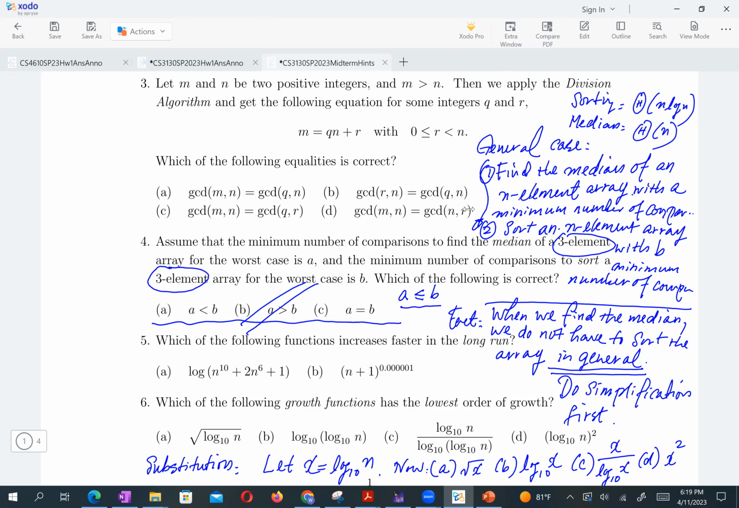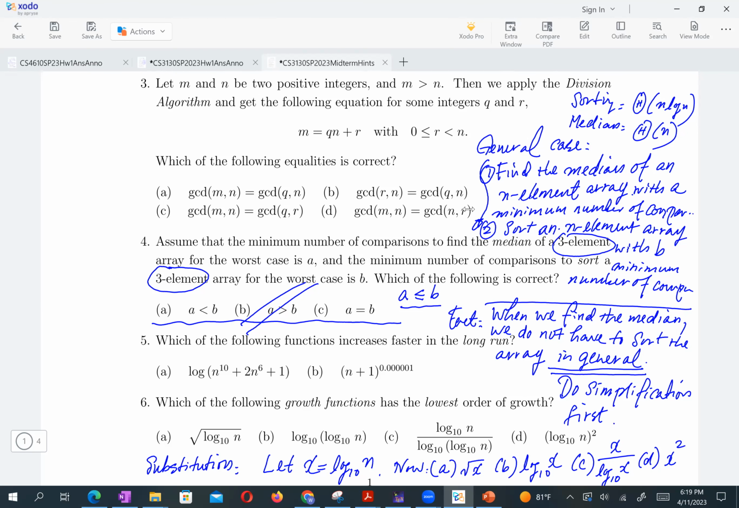And the next question: how many comparisons do you need to find the median of 3 elements? For the worst case, just do it. It should not be too hard. Only 3 elements. Why is it so hard, right? It is quite easy for you. After you solve these 2 simple problems, sorting a 3-element array and finding the median of a 3-element array, look at your answer.